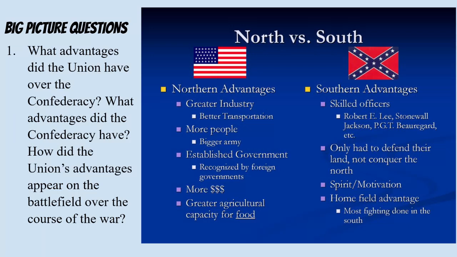So what advantages does the North have? Does the Union have? Well, you can see it right here. Greater industry. So they have more factories, meaning they can produce more stuff. So yeah, that's boots, that's uniforms, that's buttons, that's guns, that's bullets, that's ships, right? So they can build a heck of a lot more.